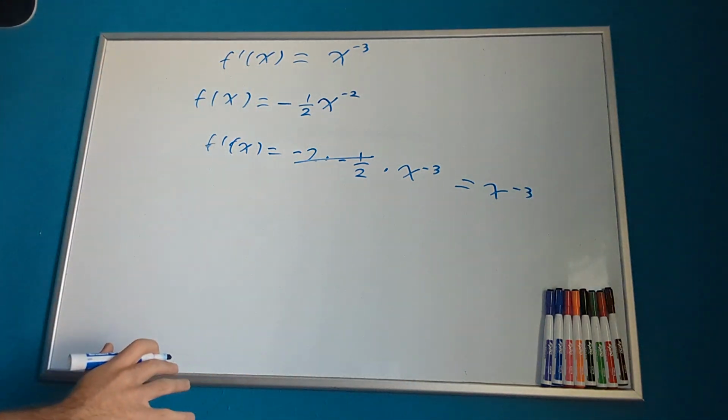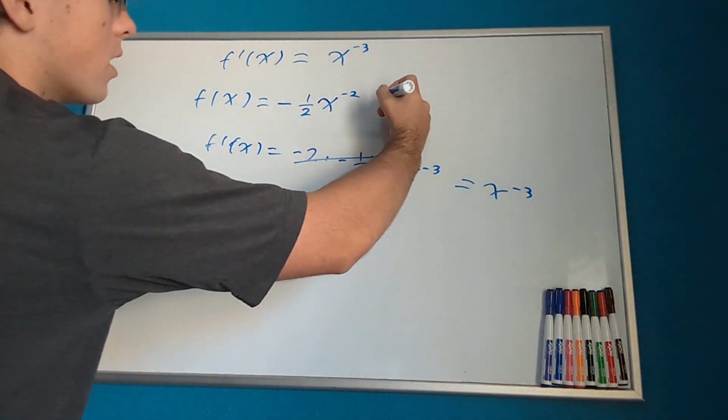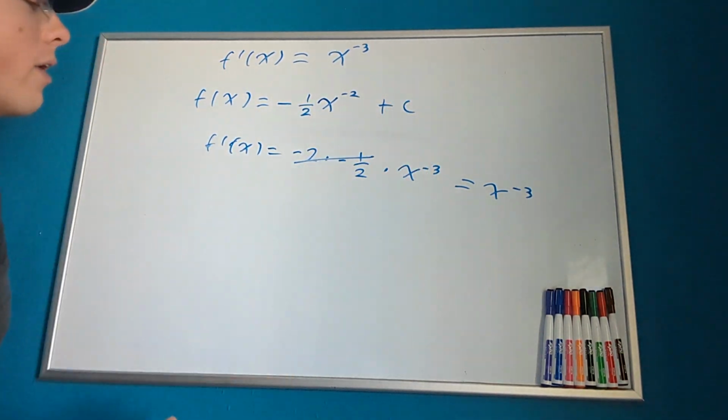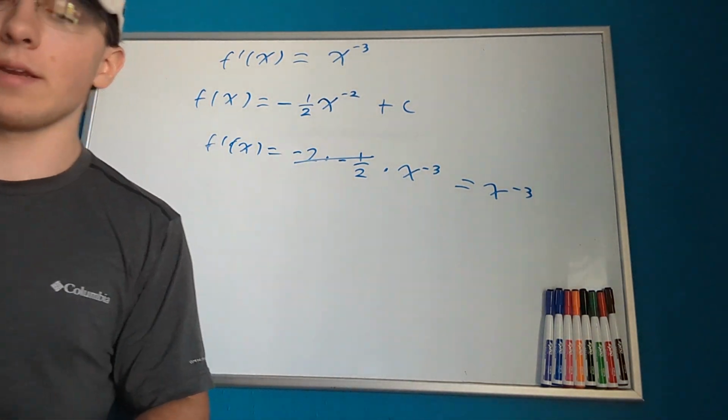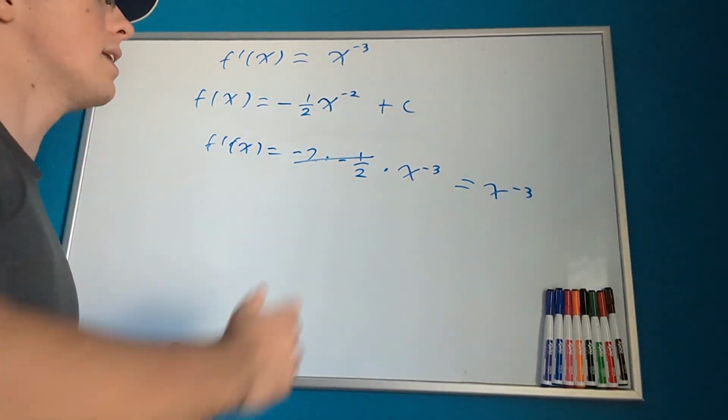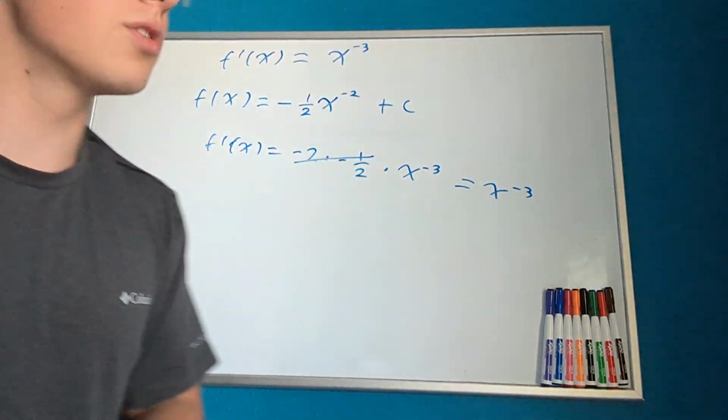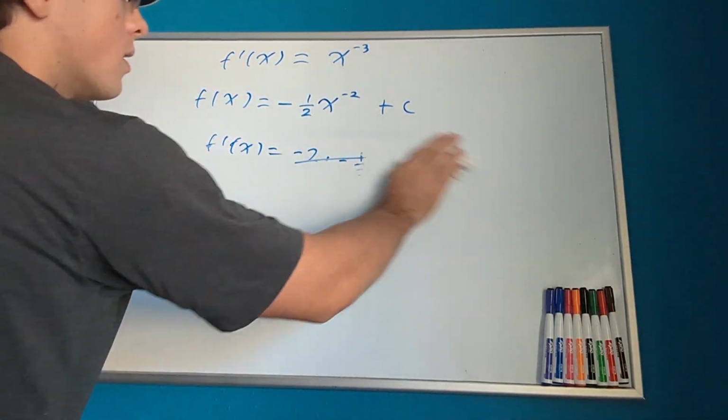But then, don't forget, we had some sort of constant, plus c, right? That won't matter for what we're doing down here, because it'll just disappear when we differentiate it. So never forget that plus c. That's always very important.